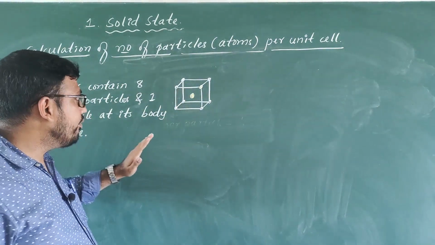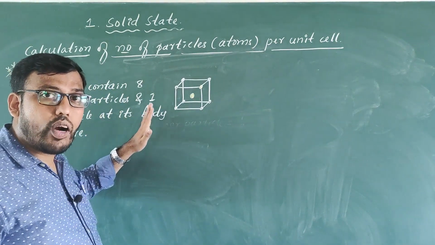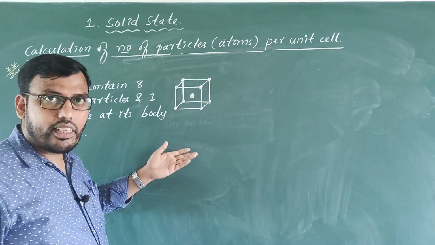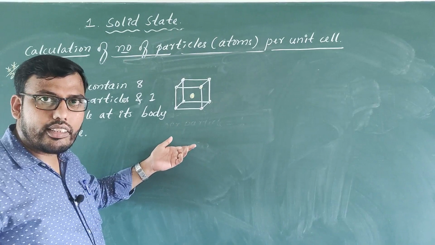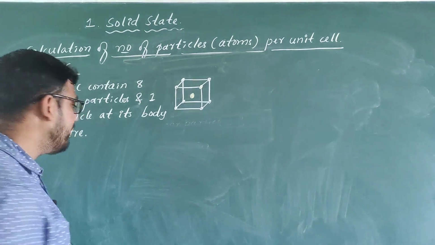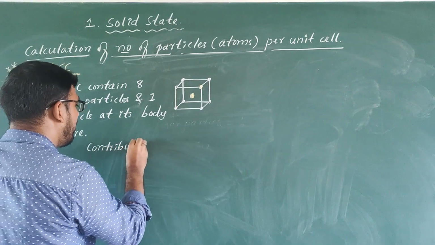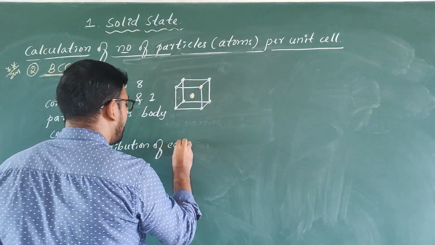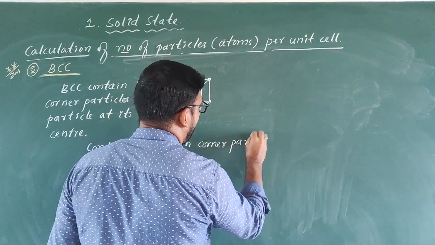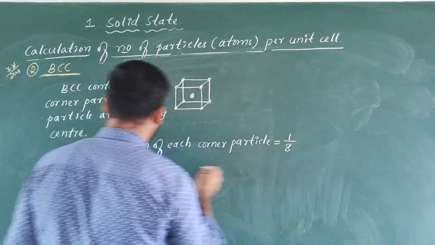Now we have to write the contribution of corner particles as well as the contribution of the body center particle, because two types of particles are present. Corner particles are there, body center particle is also there. So write the contribution of both types of particles here. Now the contribution of each corner particle, you already know this one, I have used it in the previous one, it is 1/8.